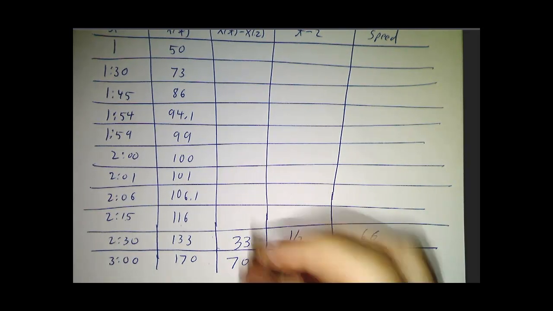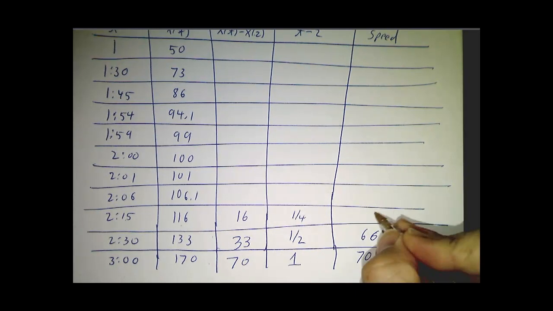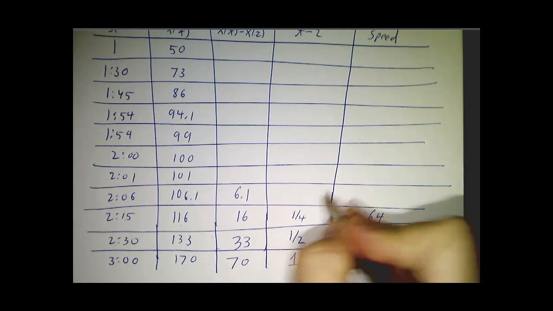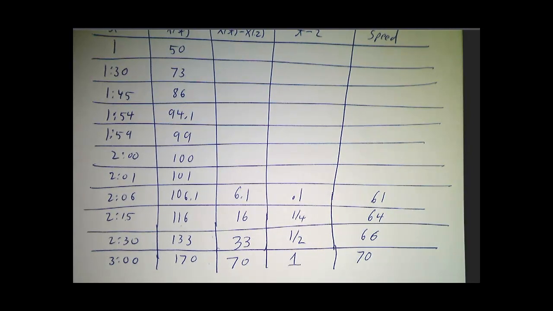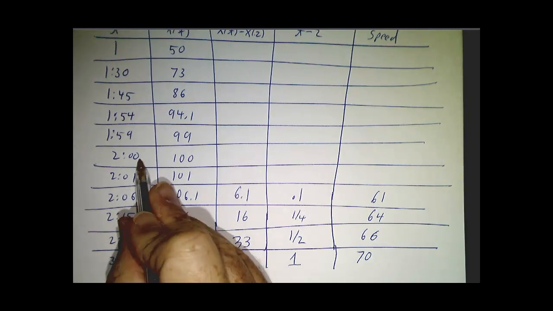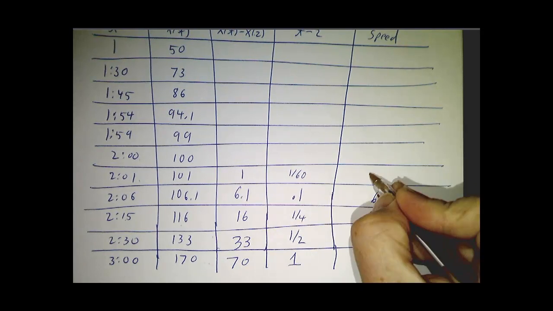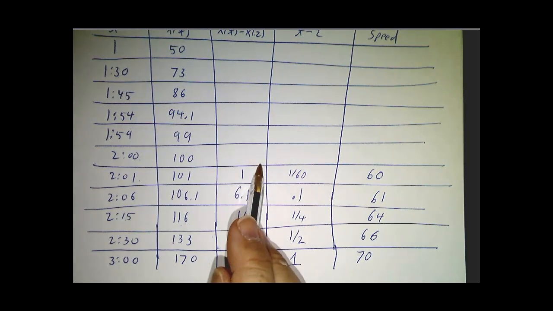Between 2 and 2:15, you went 16 miles in a quarter hour, so you averaged 64 miles an hour. Between 2 and 2:06, which is a tenth of an hour after 2, you went 6.1 miles in 0.1 hours, so you must have been averaging 61 miles an hour. Between 2 and 2:01, you went 1 mile in a 60th of an hour. That's averaging 60 miles an hour. Now you've got a pretty good sense of how fast you were going at 2 o'clock.